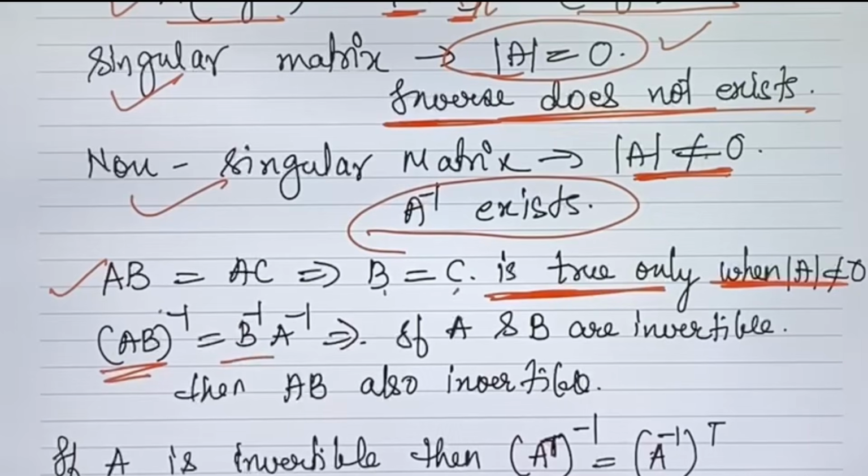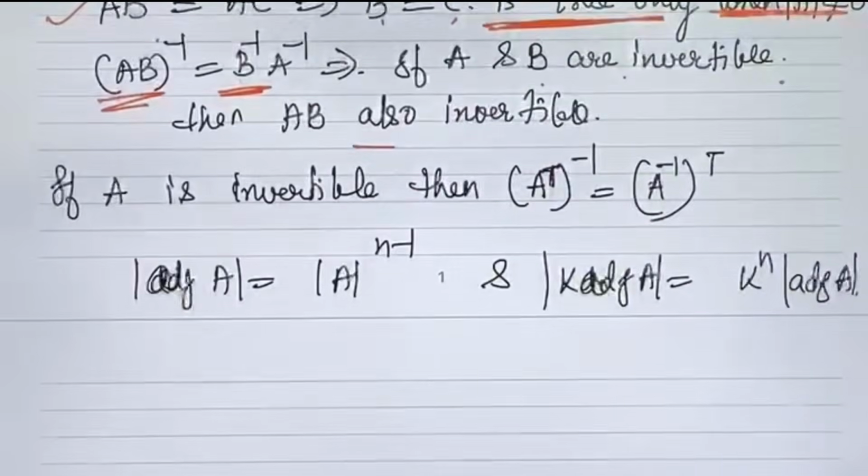AB inverse is equal to B inverse A inverse. If A and B are invertible, then AB is also invertible. Invertible means it has A inverse. Now, if A is invertible, then A transpose का inverse और A inverse का transpose both are equal to each other. Det of adjoint A is equal to det of A to the power n minus 1. Mark it a star. Very, very important formula.